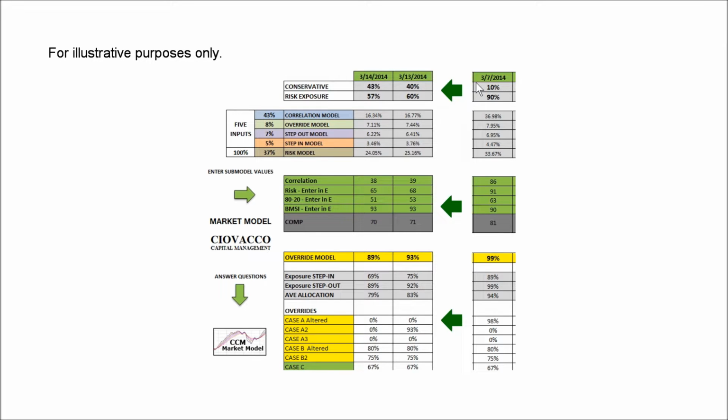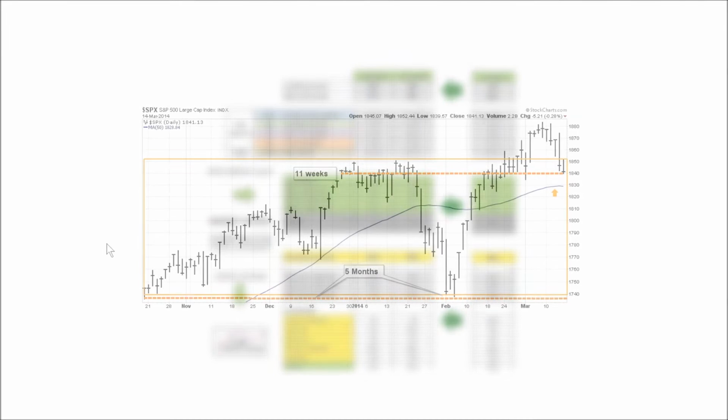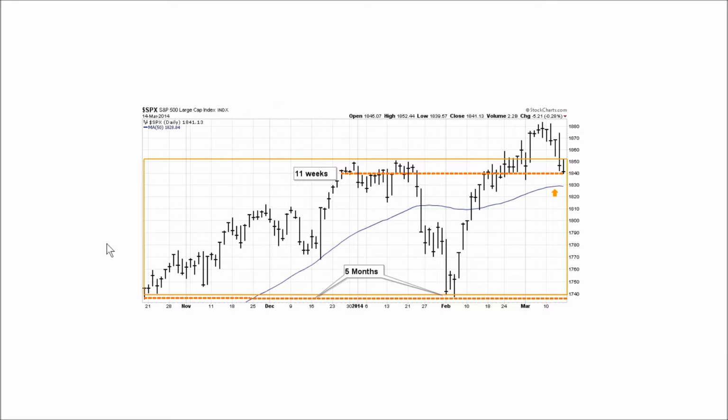As of Friday, March 7th, we were at a 90-10 split. A week later, we're at 57-43. How is it possible that the market model moved so sharply in 1 week? The answer lies in slowing momentum.